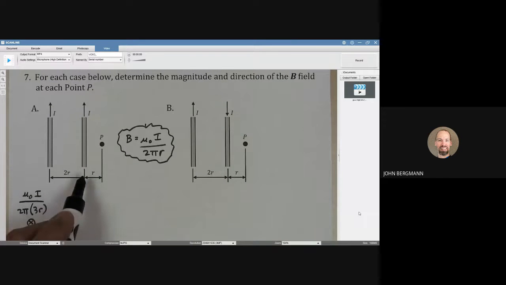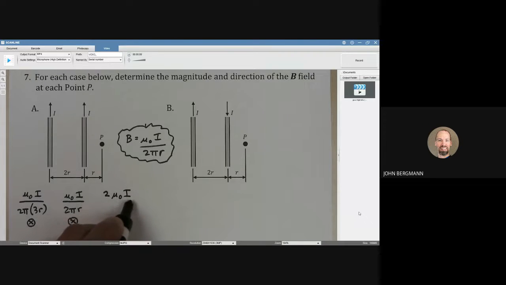Then we need to consider the close wire. That will be mu naught I divided by 2 pi r. That will also be into the page. This looks to me like 1/6, that's what that fraction is, plus 1/2. They're both going in the same direction. So I believe that's going to be 2/3. 2 mu naught I over 3 pi r, and that's going to be directed into the page.